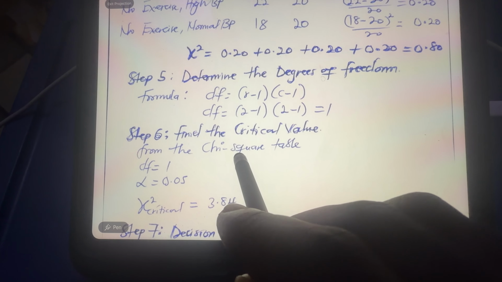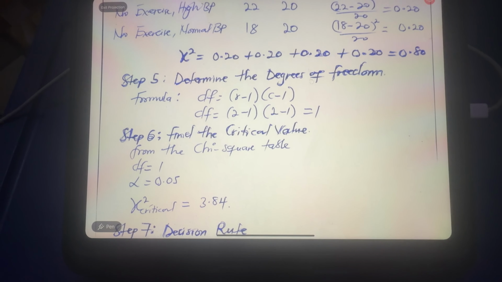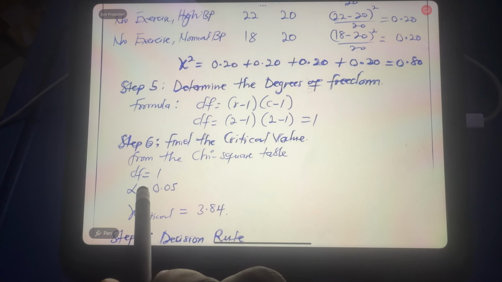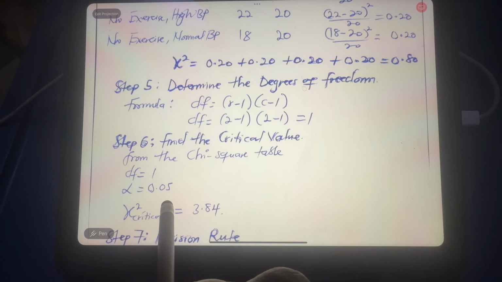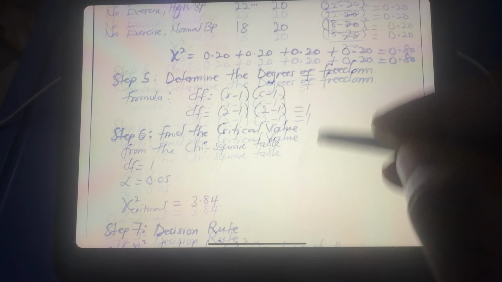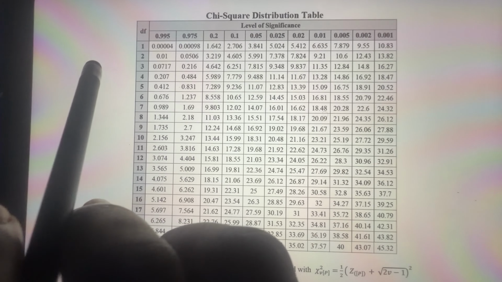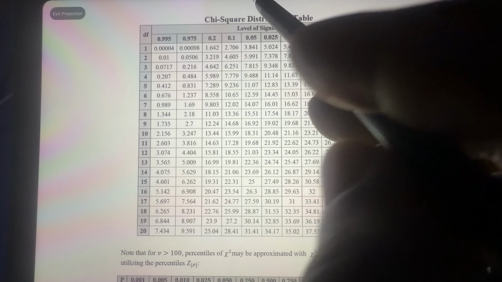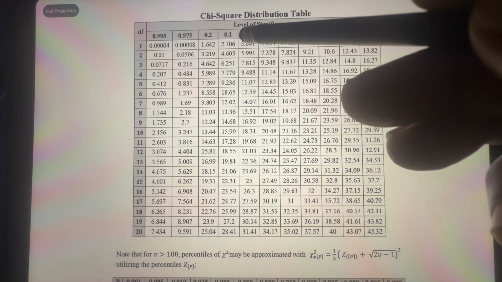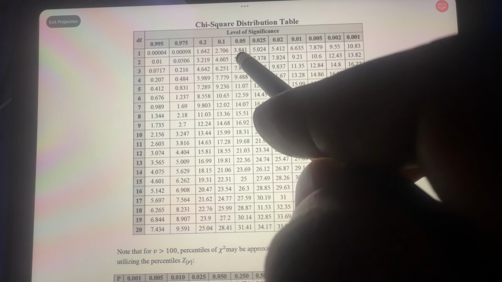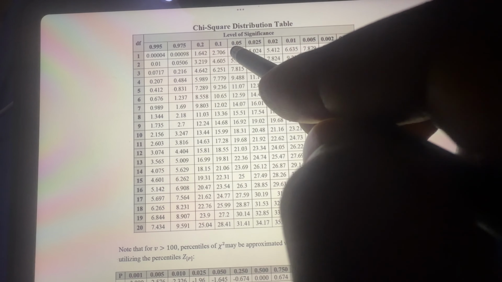In finding the critical value, you are going to use the chi-square distribution table, but you need the DF, which in this situation is 1, and the alpha level in this calculation is 0.05. So you go to the chi-square distribution table. Look for DF 1, and look for significance level 0.05. When you trace, the critical value is 3.841.